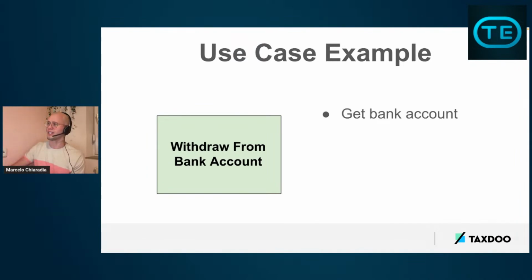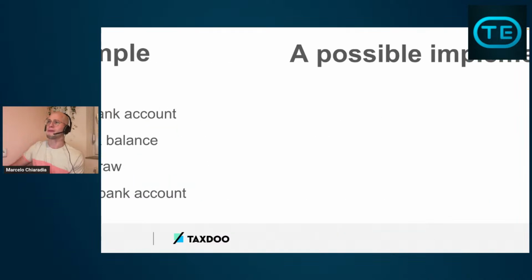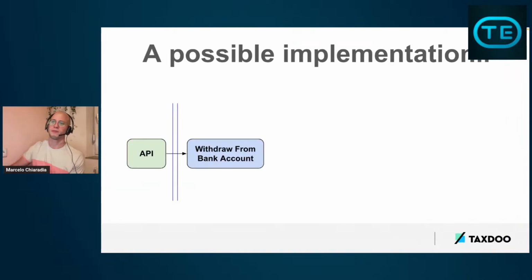We would have to get a bank account from some persistent mechanism. We would have to check the balance to see if we can perform a withdrawal. We would perform the withdrawal, and finally, we would save the bank account again into the persistent mechanism. So a possible implementation would be just having an API and putting everything in just one class: the withdraw from bank account use case, the persistence, everything. This would make it a little bit hard to change.